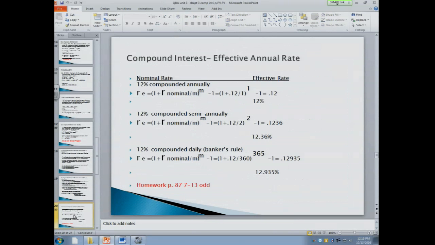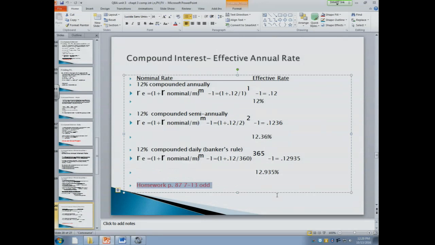So let's look at a few examples. 12% compounded annually, throwing it in the formula, it's 12%. Makes sense. 12% compounded semi-annually, so M is 2, is actually a 12.36% annual interest rate. 12% compounded daily is a little tricky because the exponent is 365 and the denominator here is 360. And we get an interest rate of 12.935%.